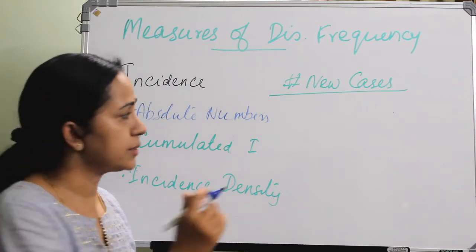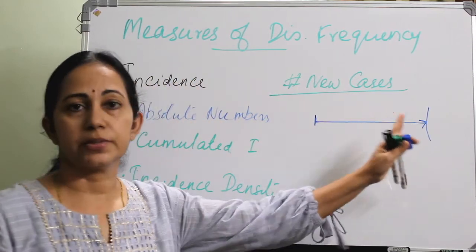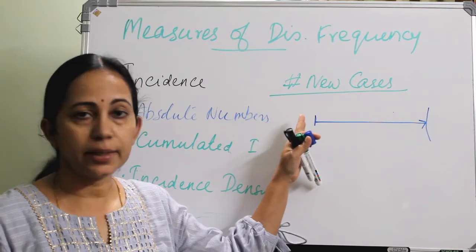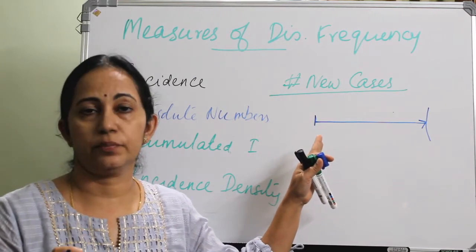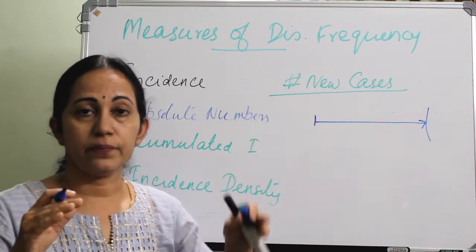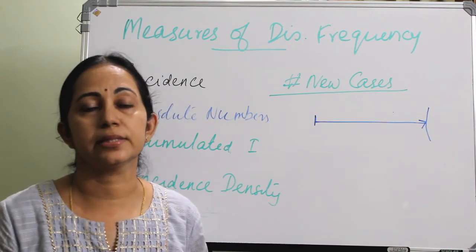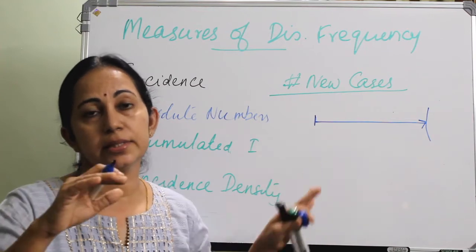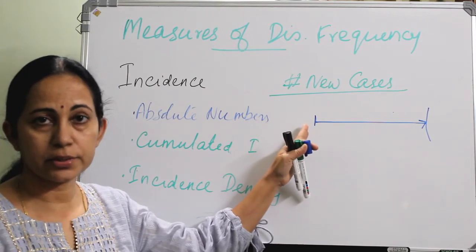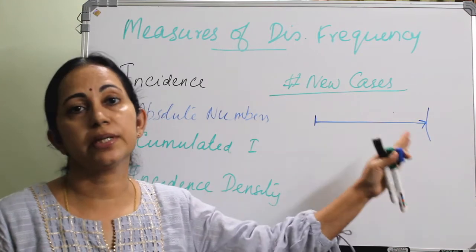And always there are new cases and there is a starting point, and also we will follow up for a specific period of time. So we assume that at the entry point there is no disease for the cases, for the numerator. If they have already contracted, or had the disease, they are excluded from this and included along with the prevalence studies. At the entry point, there is no disease, and then we will follow them for a specific time period.